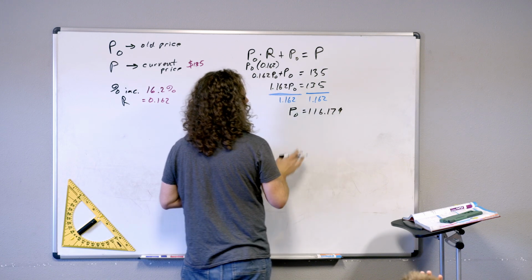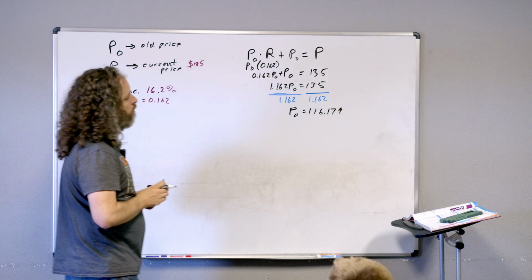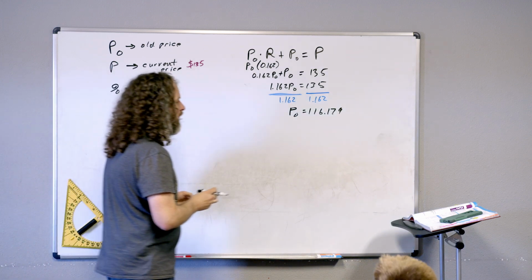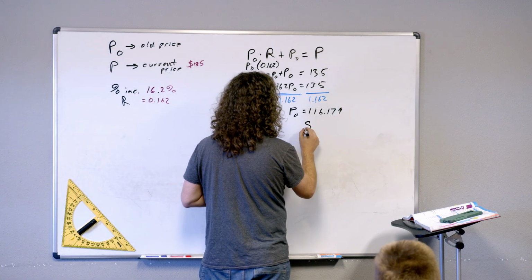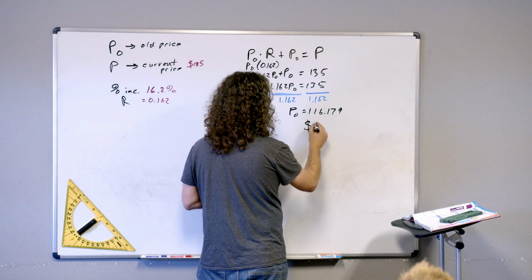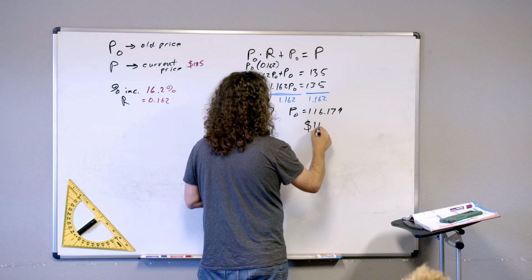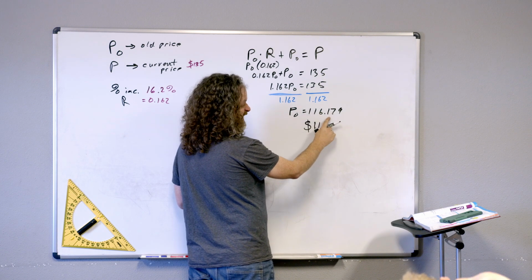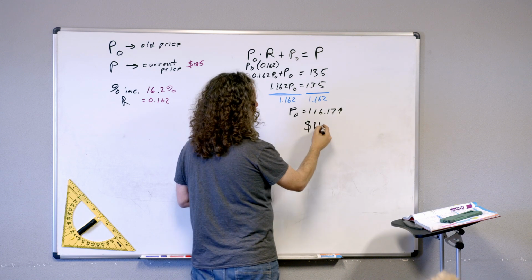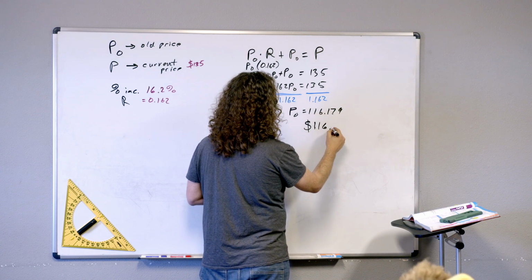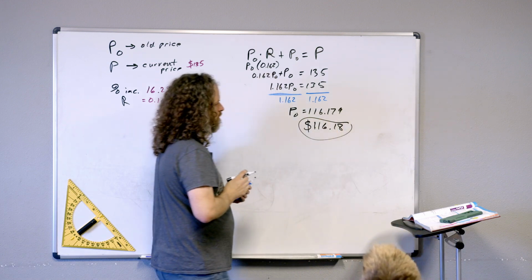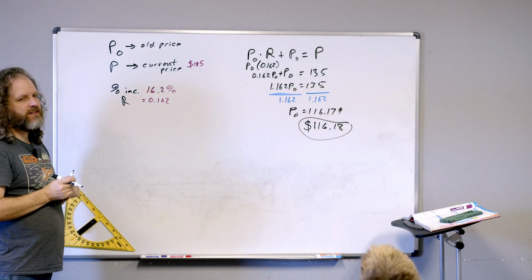116.179. Now this is in dollars, so what do we need to do? Round, so it would be rounded to how many dollars? Well, we wouldn't round to the nearest dollar, and even if we did, it'd be 116, because that's a 1, right? So it wouldn't push it up. So $116.18. Does that make sense?